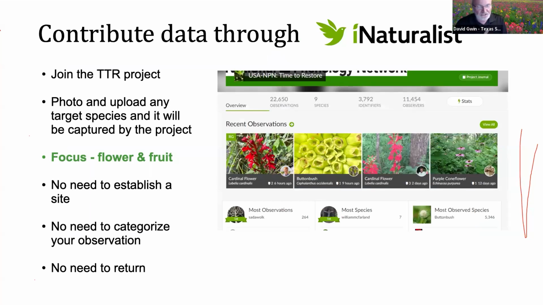If you said, I just don't have a lot of time to add another app to my phone or computer, I already use iNaturalist, I want to use iNaturalist, you can do that with this project. You just go to your iNaturalist, bring up the app on your phone, do a search for the Time to Restore project, and it will come up, and you just join that project. That's a very easy process. I don't know how many of you may have done it. If you have any problems, I'm happy to help you with it. But it's a fairly easy process. You can search Time to Restore project, and it will come up, and you will select it.